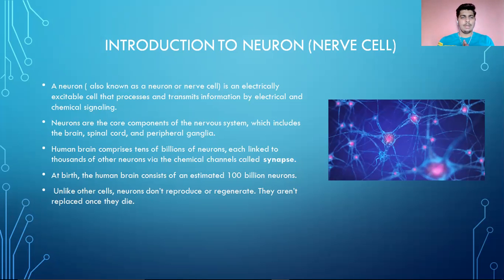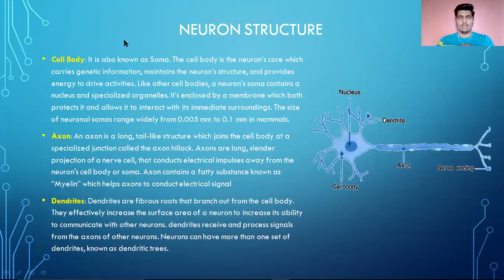So, the human brain comprises tens of billions of neurons, each linked to thousands of other neurons via chemical channels known as synapses. At birth, the human brain consists of an estimated 100 billion neurons. And unlike other cells, neurons don't reproduce or regenerate, they aren't replaced once they die. And let's see how a neuron is.